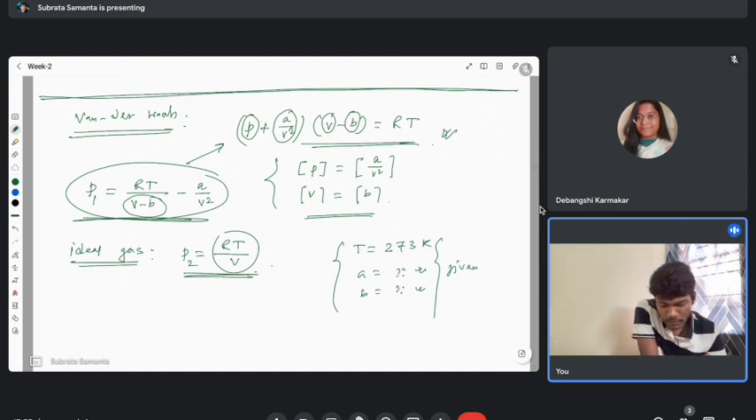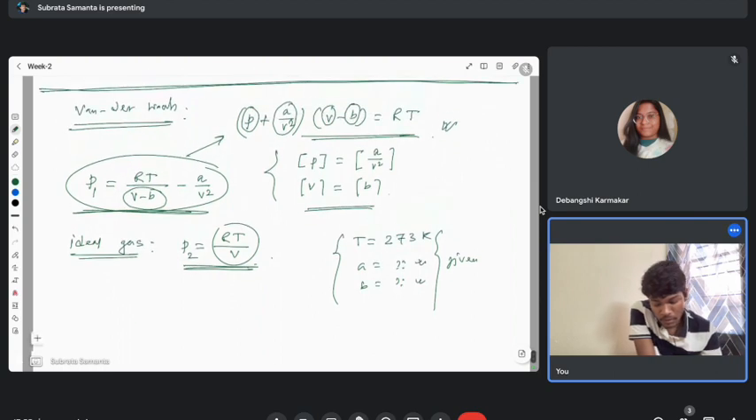We'll discuss more about what this equation actually tells in the next class. We'll start from the real gas and then do some problems on the real gas. So far, any questions?